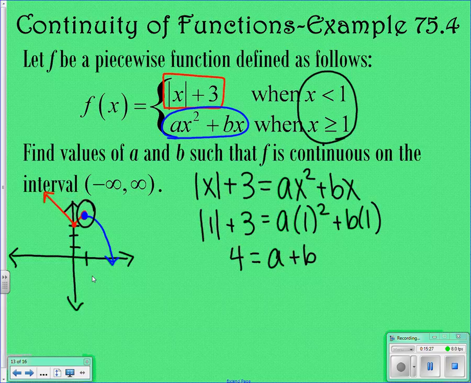I don't have any other information other than that. And so you can pick any value for a and b as long as they add up to 4. So any number that you want, as long as they add up to 4, that would work. So you could say a equals 2, b equals 2. You could say that a equals 2 million.